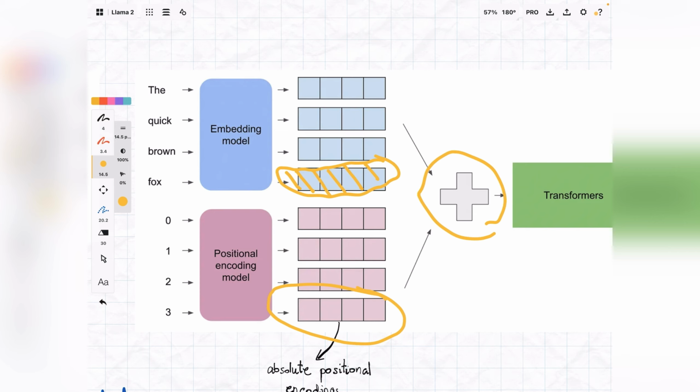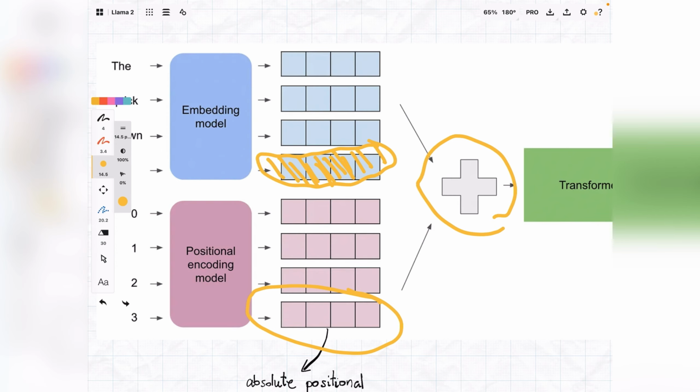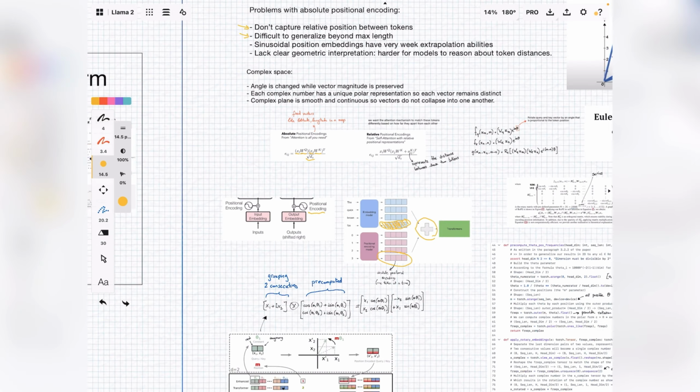Okay, so instead of taking our token vector and transforming it by adding a new vector, here is where RoPE comes in. We're going to transform this vector, the token, by rotating it. The angle of rotation is going to be based on how far it is in the sequence.